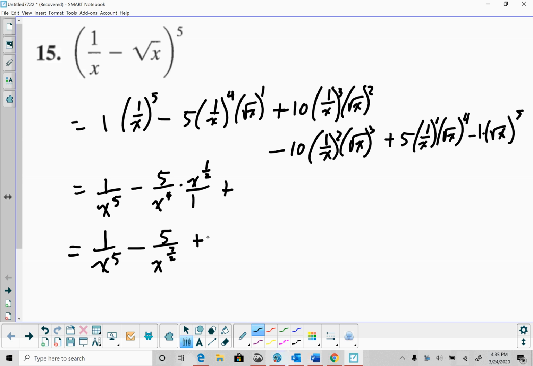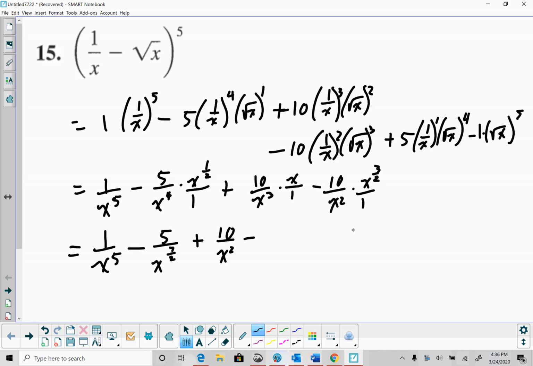Okay, so now on to our third term here, 10 times 1 over x cubed. Well, that'll be 10 over x to the third. But now the square root of x squared is x. So we can reduce that down, so that becomes 10 over x squared. Minus, then we'll take 10 over x squared times square root of x to the third. Remember, square root of x is the same as x to the 1/2, so x to the 3/2 power.